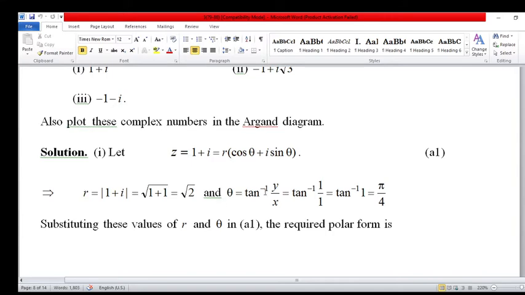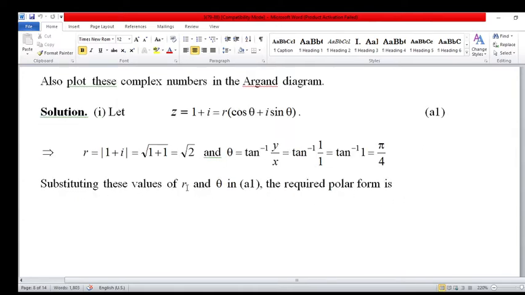Then theta is equal to tan inverse y upon x, tan inverse 1 upon 1. Tan inverse 1 upon 1 means tan inverse 1, and the value of tan 45 degrees is 1, and 45 degrees means pi by 4. So tan inverse tan pi by 4, tan inverse and tan removed. Now we obtain theta is equal to pi by 4.